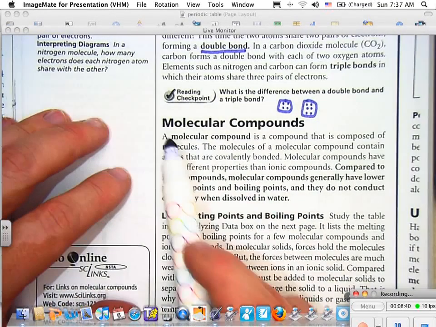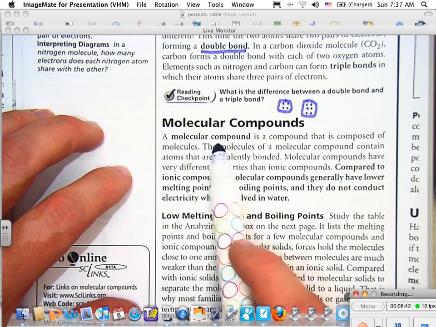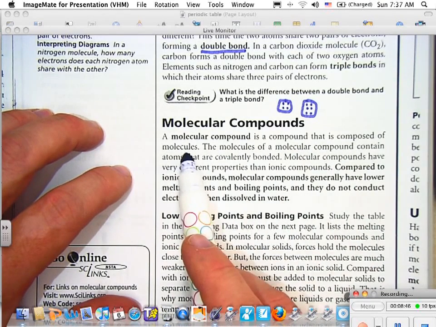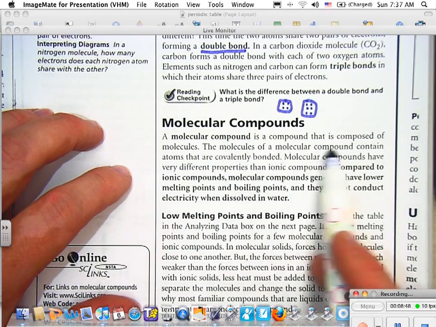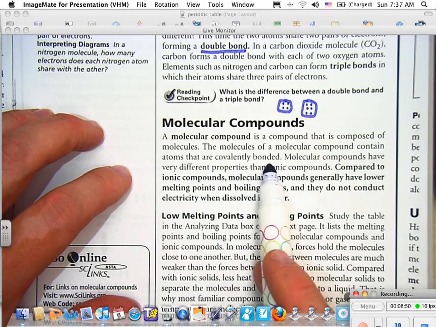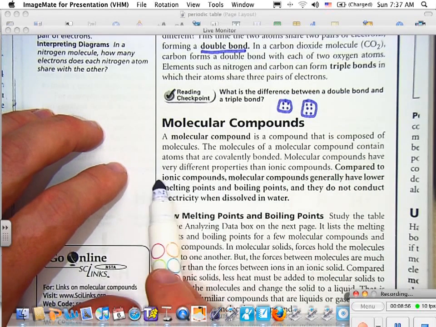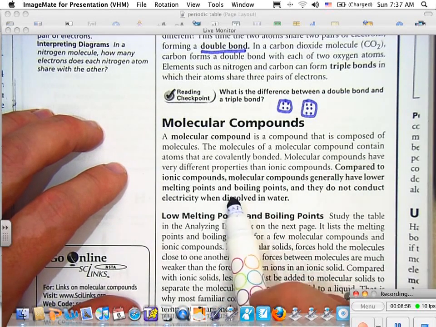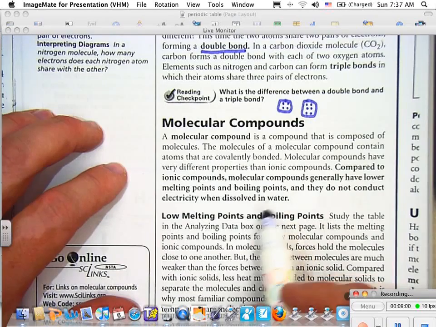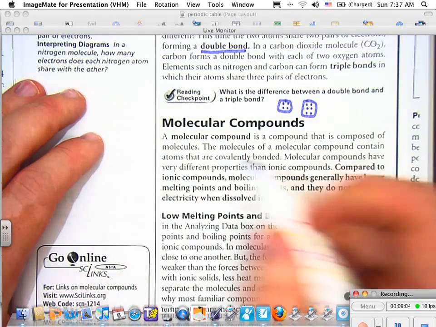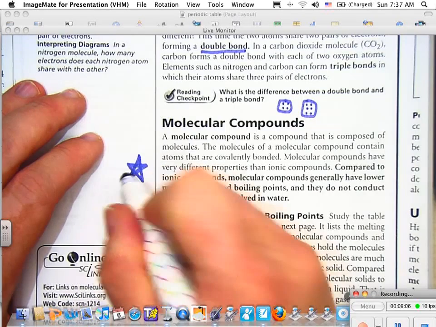All right, back in action. Molecular compounds. A molecular compound, vocab word, is a compound that is composed of molecules. The molecules of a molecular compound contain atoms that are covalently bonded. Molecular compounds have very different properties than ionic compounds. Compared to ionic compounds, molecular compounds generally have lower melting points and boiling points, and they do not conduct electricity when dissolved in water. Oh, yeah.